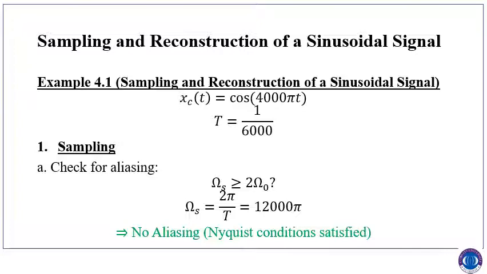Here we are provided with the sampling time, so we can use the relationship that sampling frequency is equal to 2 pi by T, that is angular frequency in radians per second. So 2 pi divided by 1 by 6000 gives us 12,000 pi. If you compare, 12,000 pi is greater than 2 times 4000 pi, so the Nyquist condition is satisfied. So there will be no aliasing, we will have accurate recovery, and there will be no mixing of the copies.